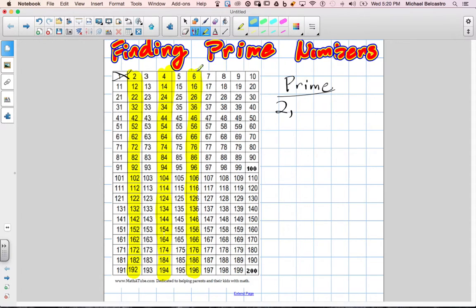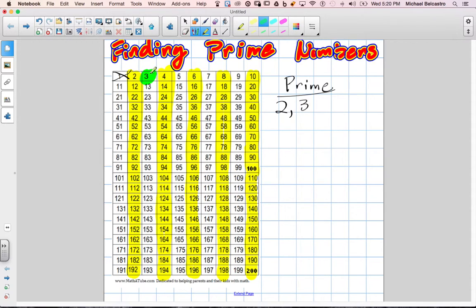Okay, so we know 6, every number of 8, and every number of 10. Great, so now what we do is we go up to the next number. The next number that's not highlighted must be a prime number because 2 didn't go into it. Is 3 a prime number? Yeah, 3 is a prime number. So now we're going to highlight all of the multiples of 3.